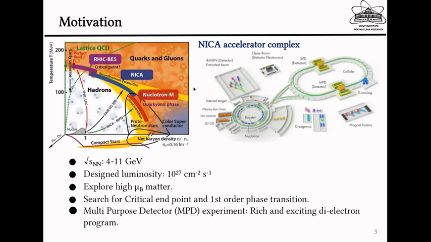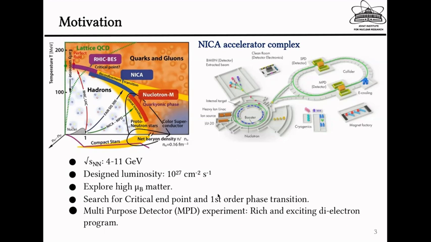At NICA, the design center of mass energy is between 4 to 11 GeV, and the design luminosity is around 10 to the power 27 per centimeter square per second. The goal of the NICA facility is to explore the high baryon chemical potential matter that could be produced in low energy heavy ion collisions, and a common goal is to search for a possible first order phase transition, as well as the critical endpoint, if there is any.